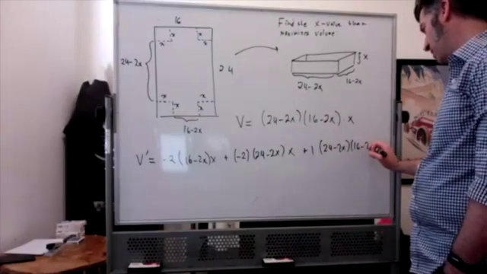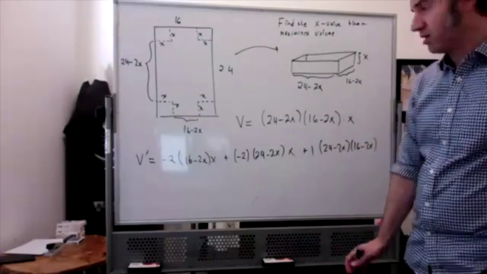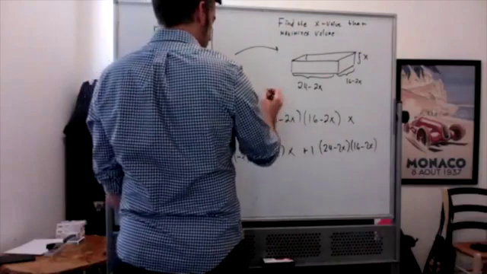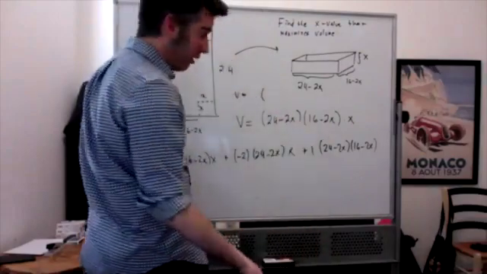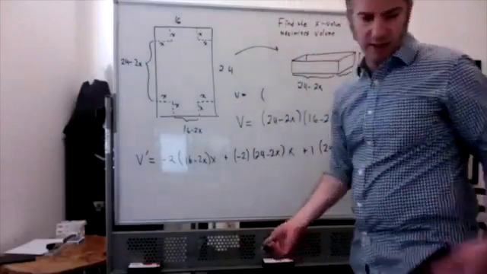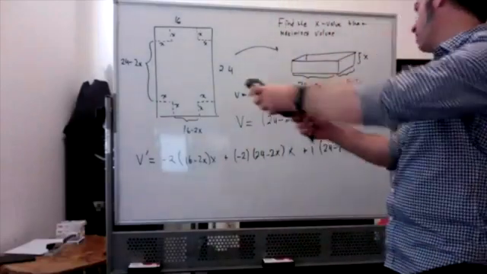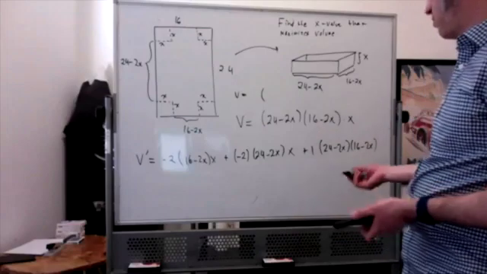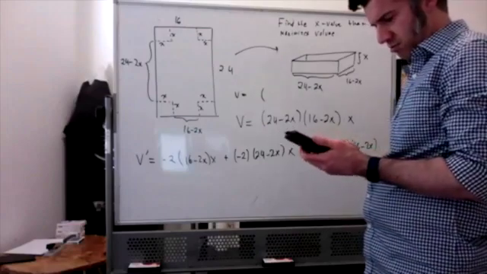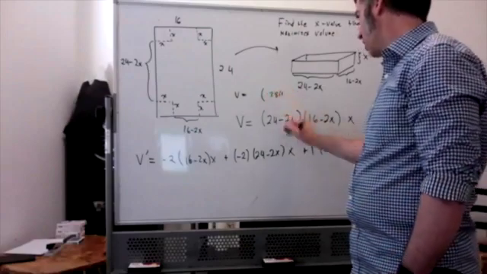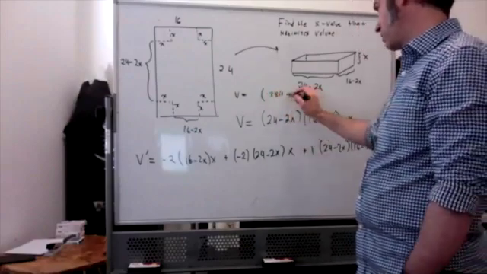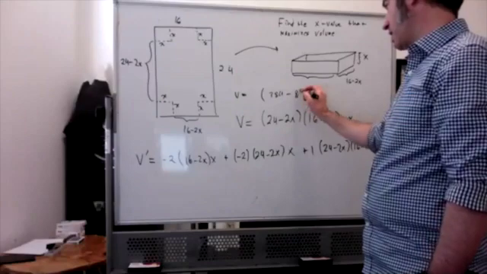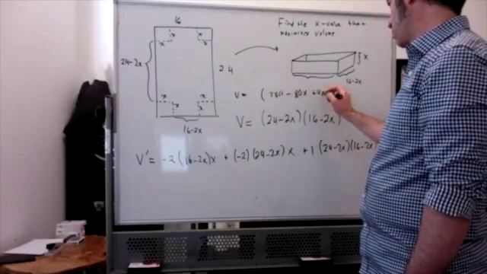I don't know, this might not really be less work. This does not feel like less work to me. So the other thing we could do is just multiply this out. This times this is 24 times 16, which is 384. And then minus 32x minus 48x, so it's going to be minus 80x, and then plus 4x squared times x.